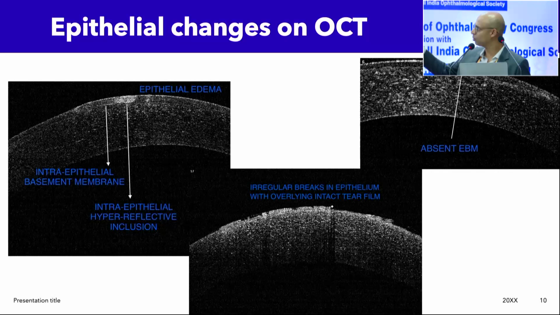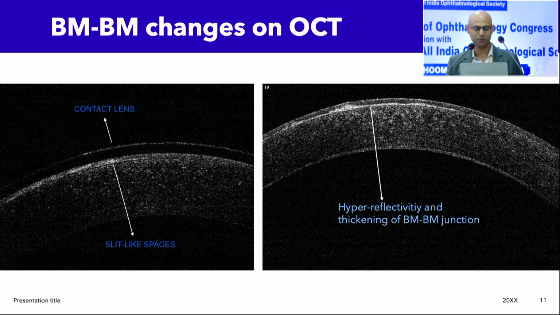So I'll just show you what these changes look like in the OCT. On the top, you can see the thickening of the epithelium, which is epithelial edema. Intraepithelial basement membrane is that hyperreflective line there, and intraepithelial hyperreflective inclusion is that thickened mass in the epithelium over there. Irregular breaks in the epithelium with overlying intact tear film, and that is the absence of the epithelial basement membrane in this image here.